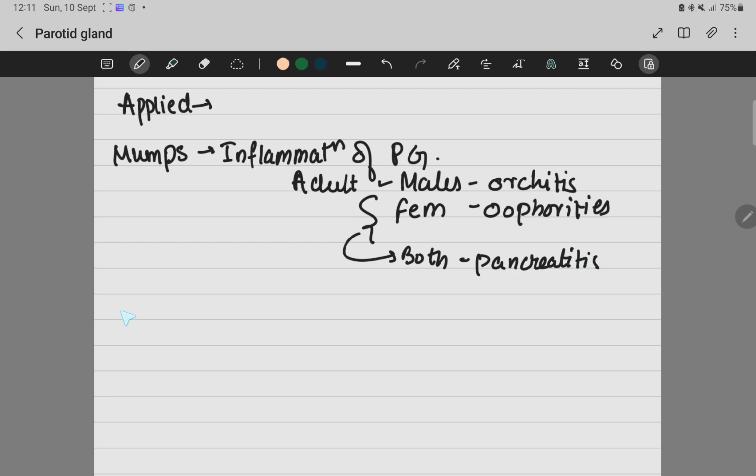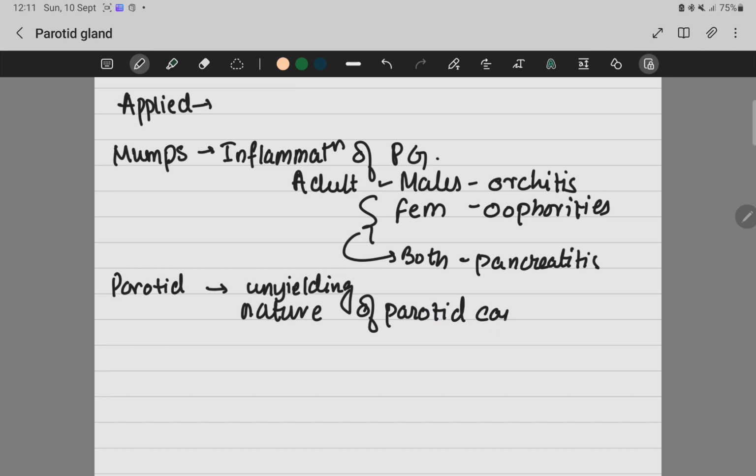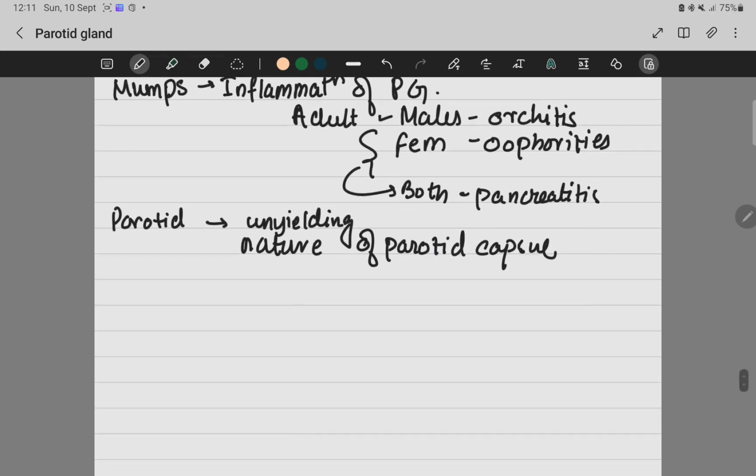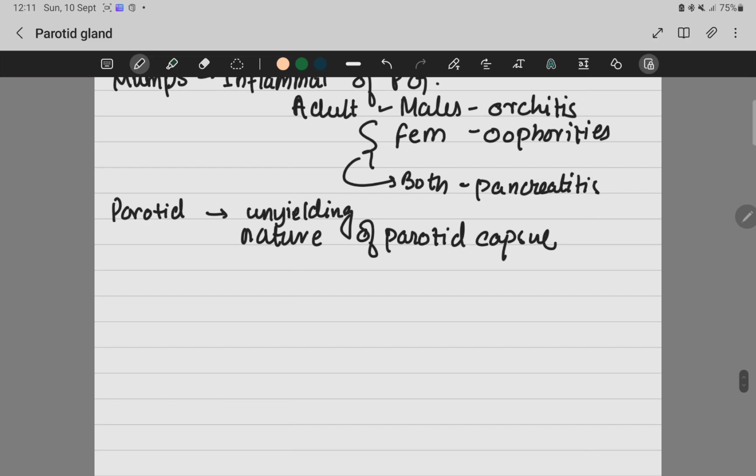The second applied anatomy is the parotid swellings, which are very painful because of the unyielding nature of the parotid capsule. It's very thick, and it does not change position. So when the parotid gland swells, it causes a lot of pain.